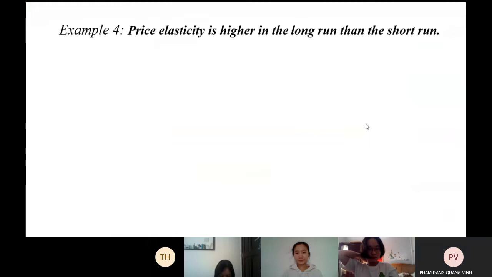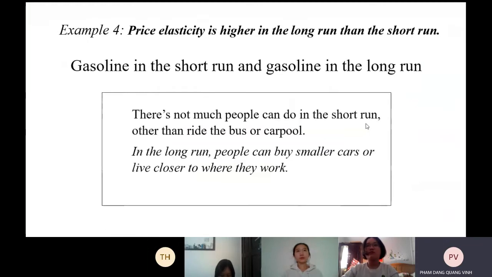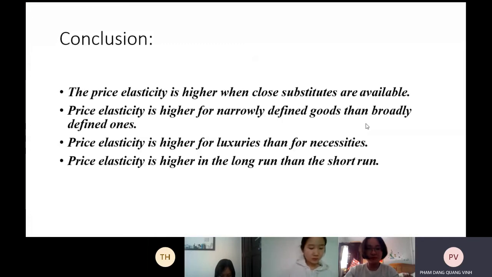For the final one, price elasticity is higher in the long run than the short run. When we have less time to solve the problem in the short term, we would rather use gasoline, but for convenience or easier control of gasoline use, people will prefer such a small car in the long run. And in conclusion, I will mention the four main points that affect the price elasticity.